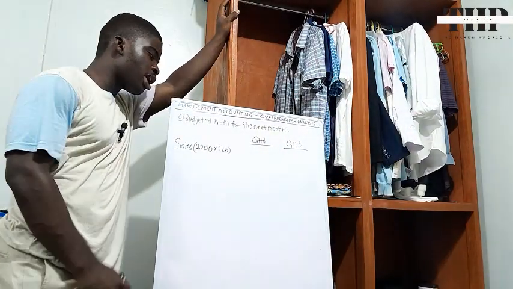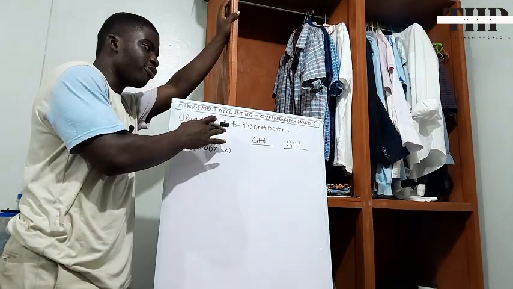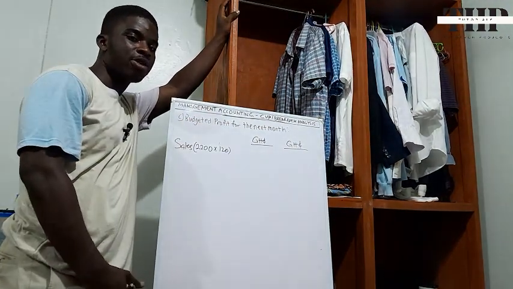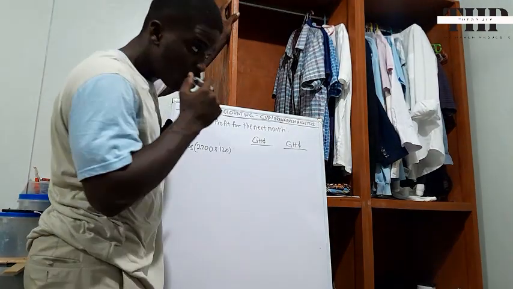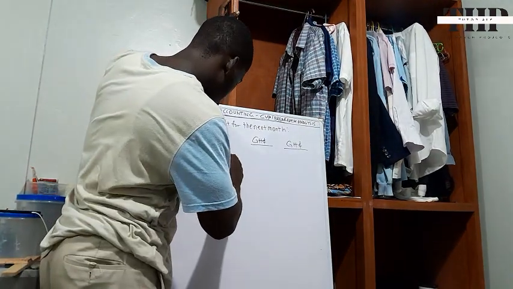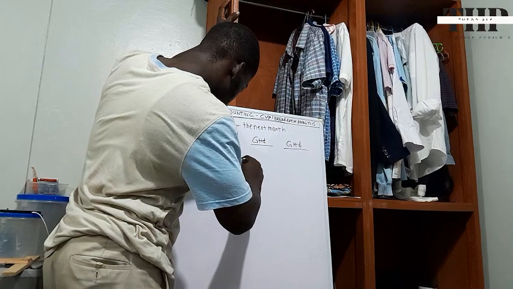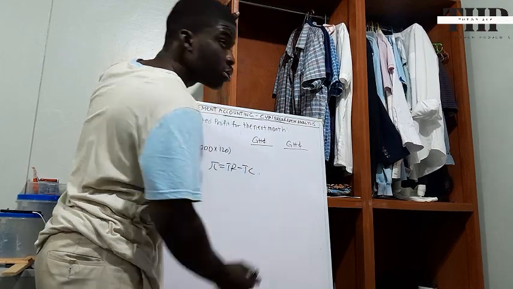Yeah, so now we are finding the budgeted profit for the next month, right? For the next month. So as we said earlier, the profit is given by what? Total revenue minus total cost.